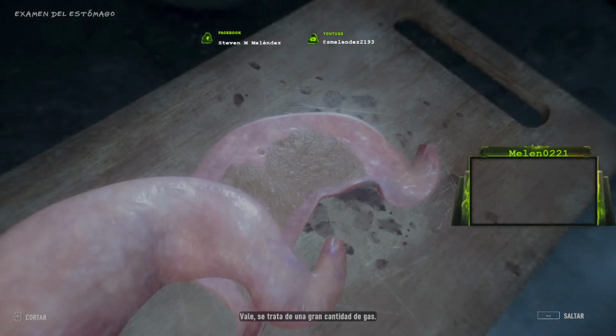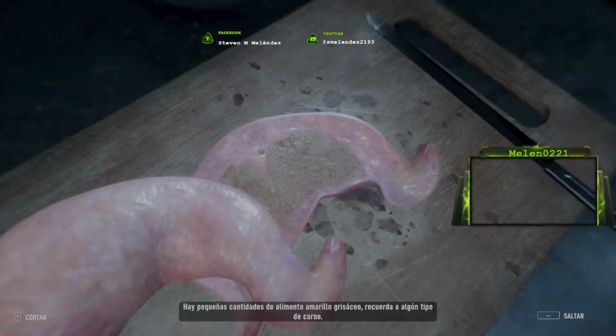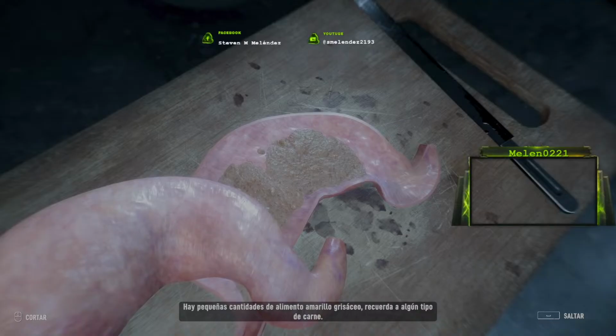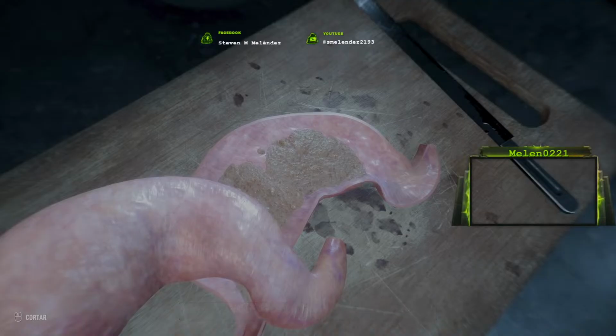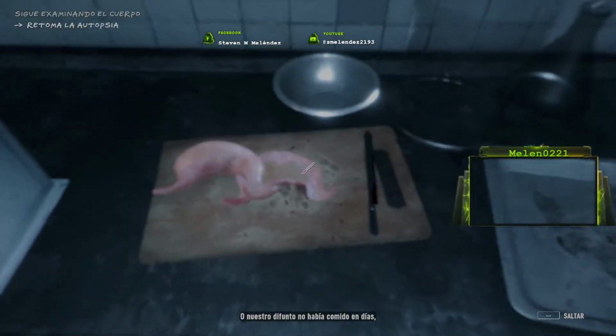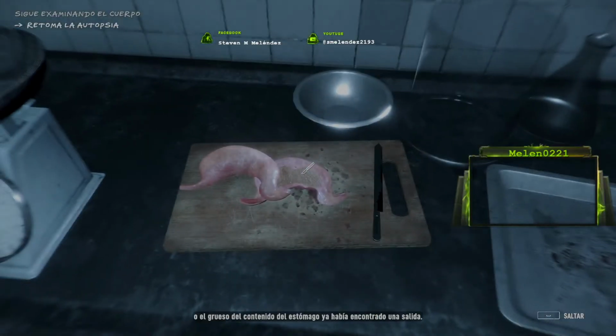Okay, large amount of gas, small amounts of yellow, grayish food content, resembling some kind of meat. Either our deceased hadn't eaten in days, or the bulk of his stomach had already found a way out. Looks like I'll have to find the missing contents.